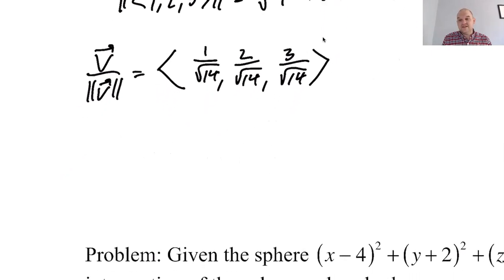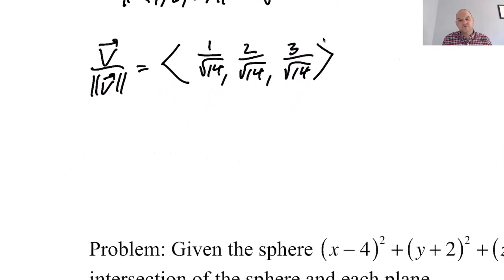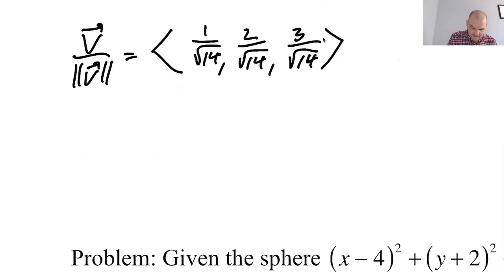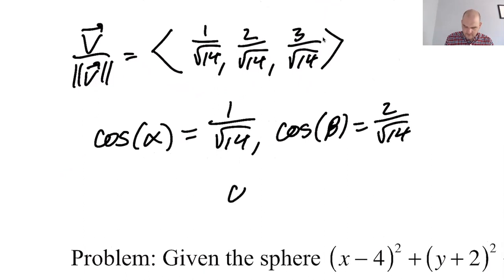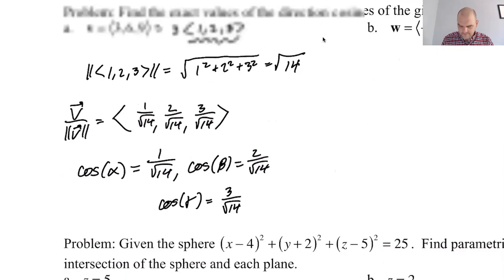Okay, and then I need to answer the question. I found a unit vector, but I didn't really answer the question. So I'm going to say cosine of alpha is 1 over root 14. Cosine of beta is 2 over root 14. And cosine of gamma, holy cow, my gammas are not the best. Cosine of gamma is 3 over root 14. And those are the direction cosines.